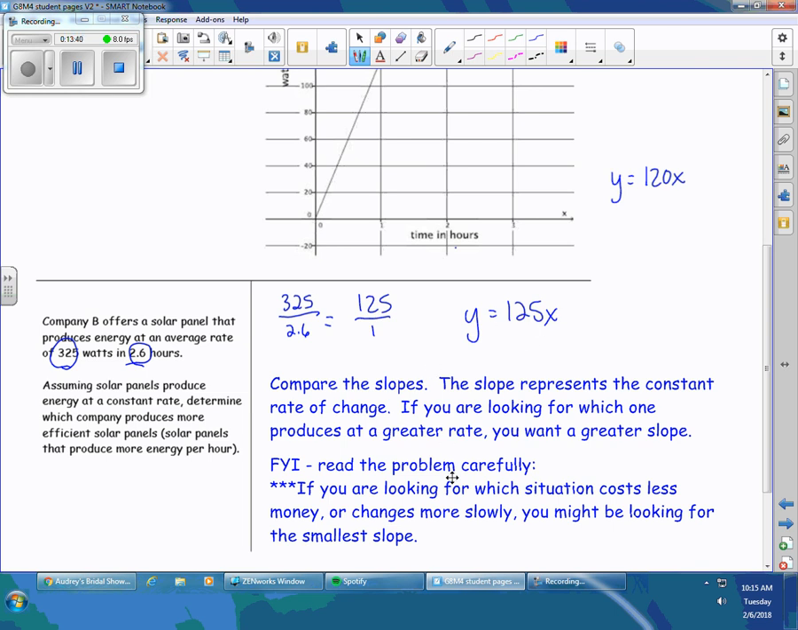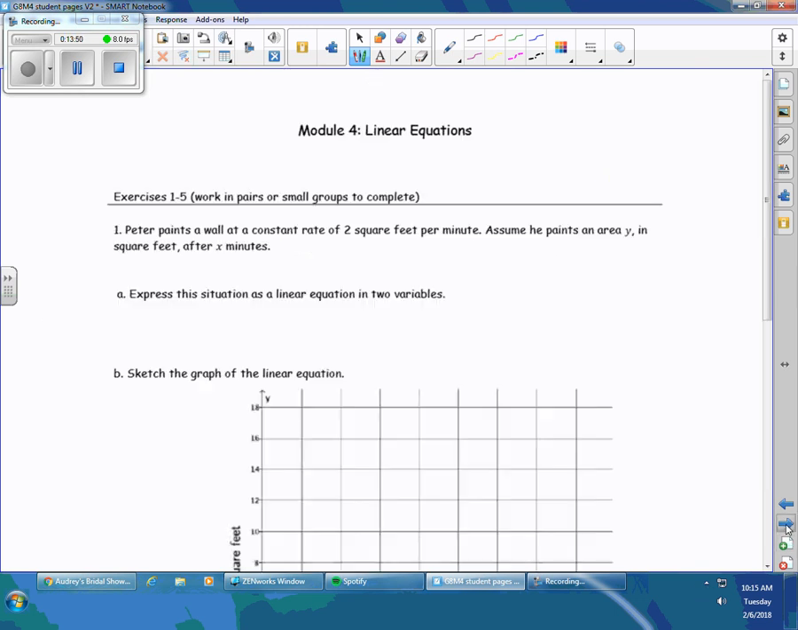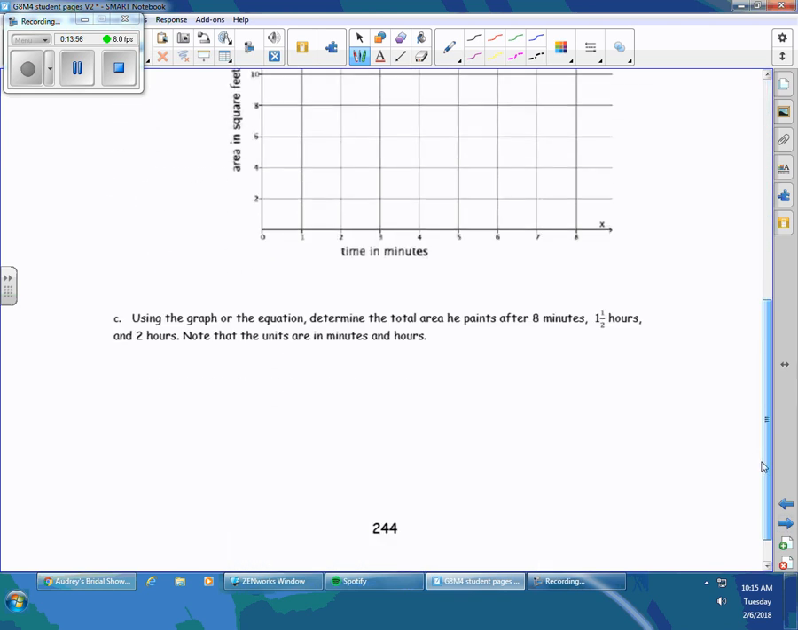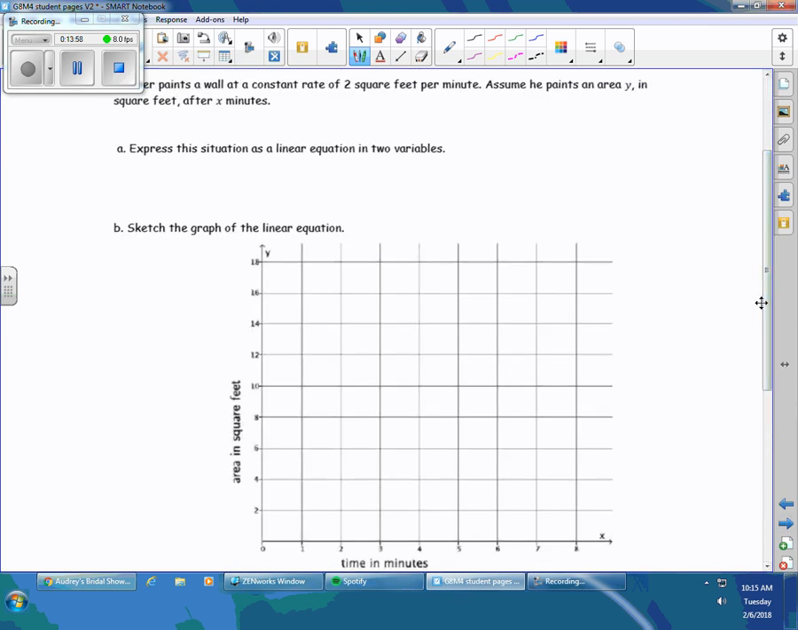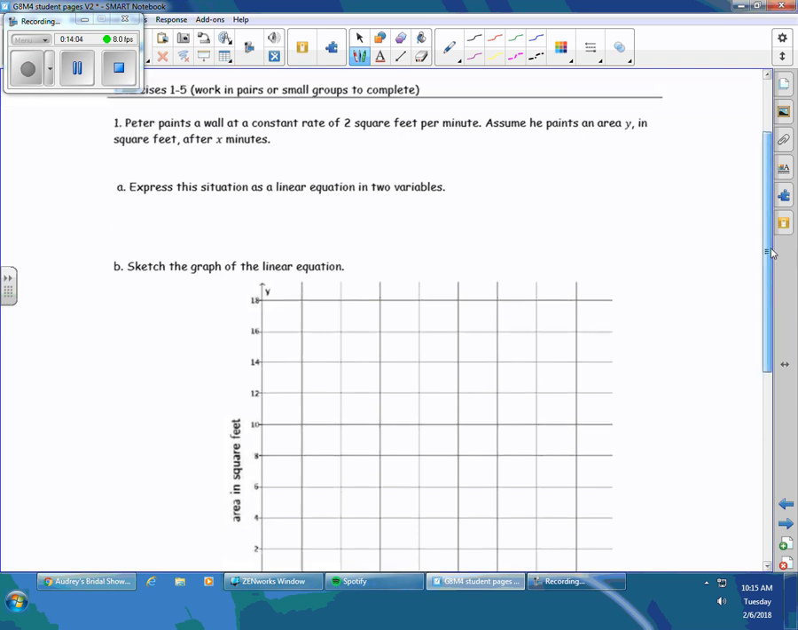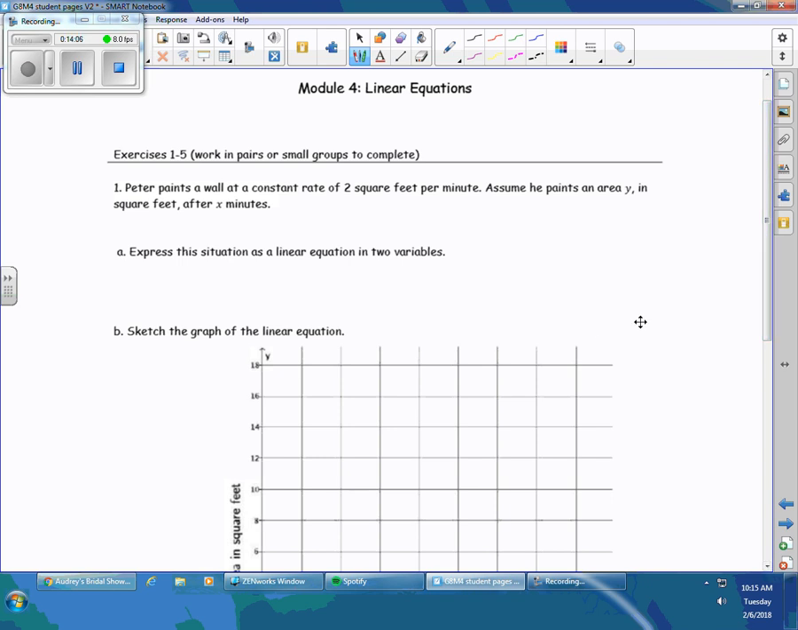Okay. The other thing to be careful of is make sure you're comparing apples to apples. So this is 125 per hour, 120 per hour. Exercises 1 through 5. What I would like you to do is pause the video and see if you can work some of this out on your own, and then unpause the video to check your progress.